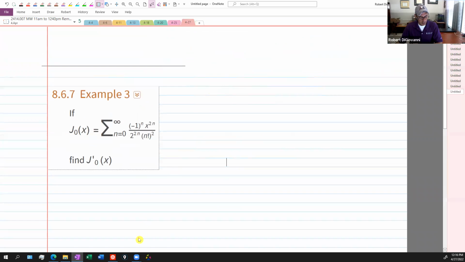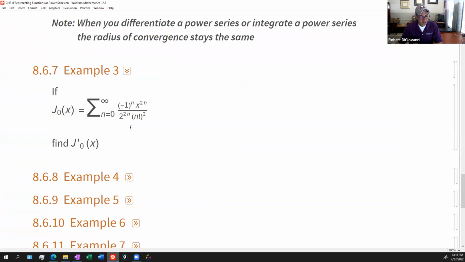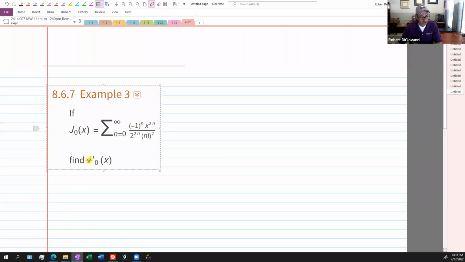All right, so the instructions here are for us to find the derivative, right? So we want to find J prime, or J sub 0 prime of X. All right, well, that's pretty nasty looking, right? So what I'm going to do first is I'm going to write this series out. I'm going to write a few terms out. So let's let n be 0 to start.